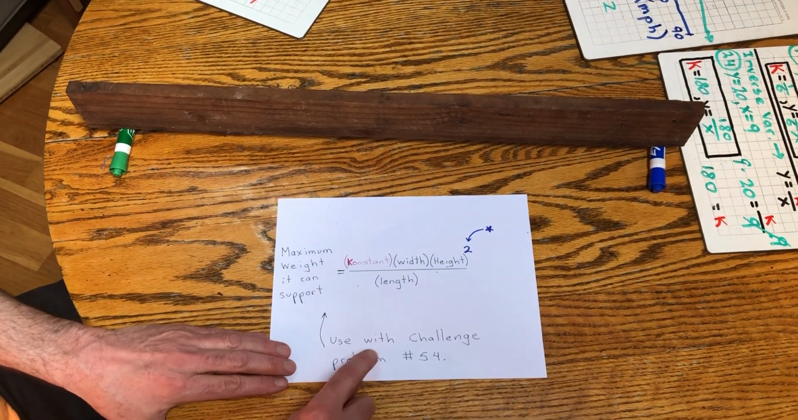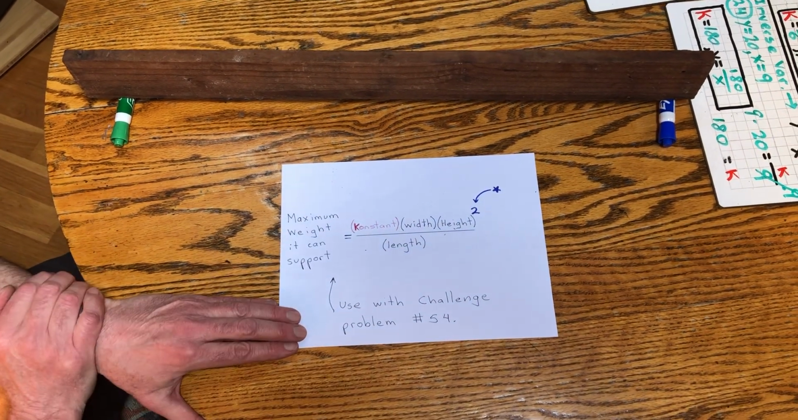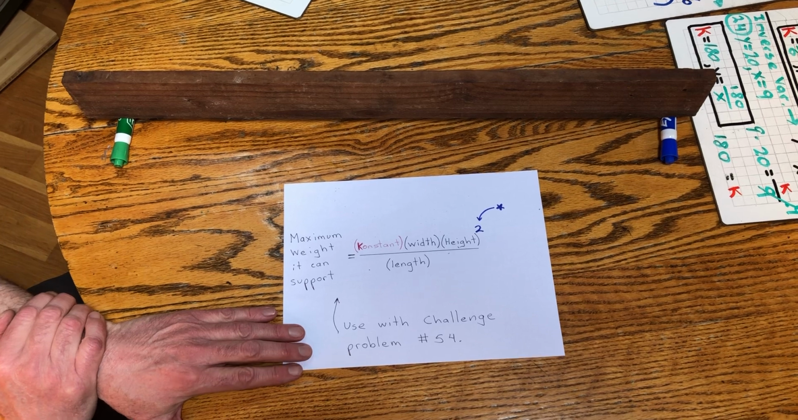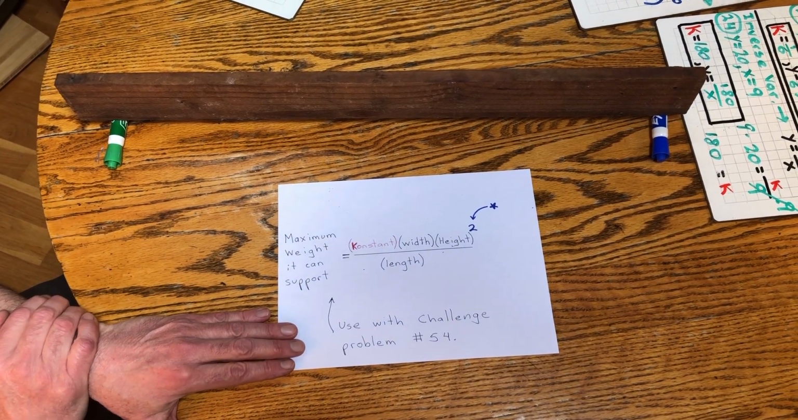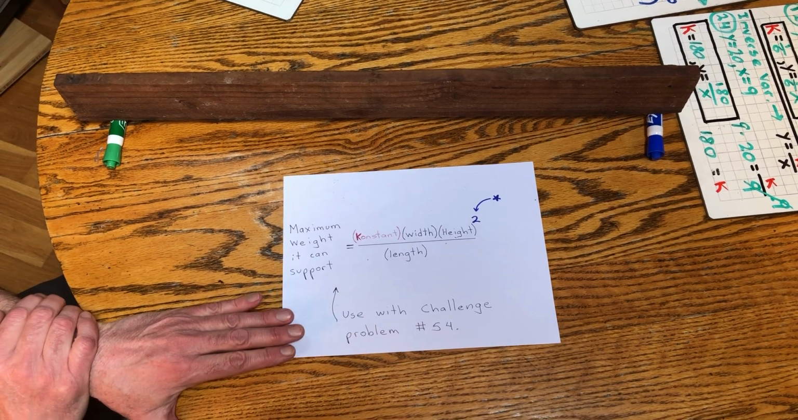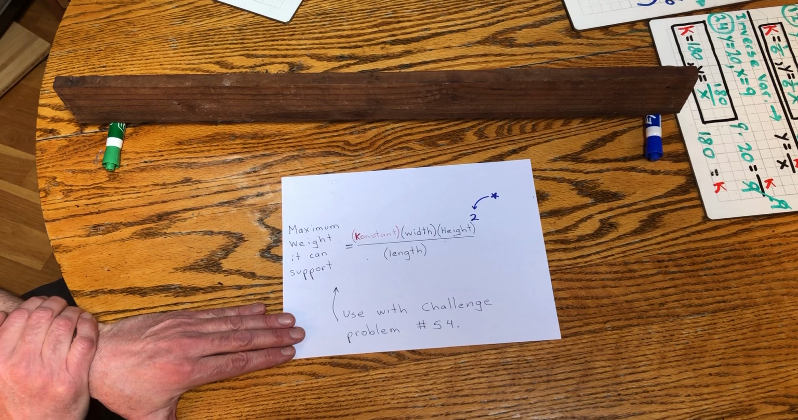If you try challenge problem number 54, this equation will help you. That's a challenge problem. It's a tough one. If you want to give it a shot, that's great. If you don't want to give it a shot, okay, kind of like Math Dog, you lie in your bed until the afternoon and take it kind of easy that day.